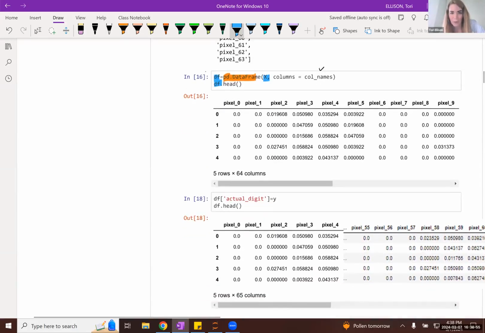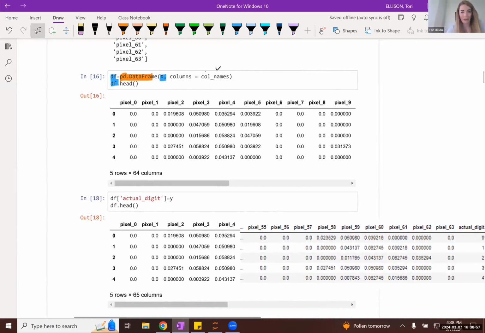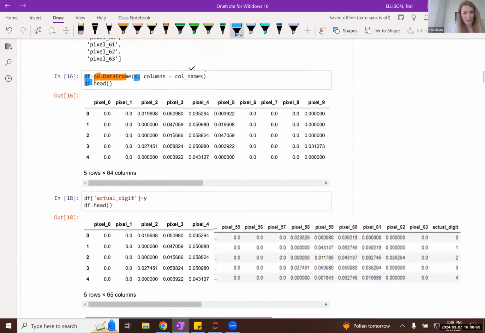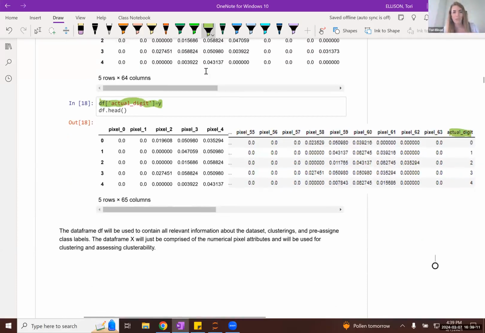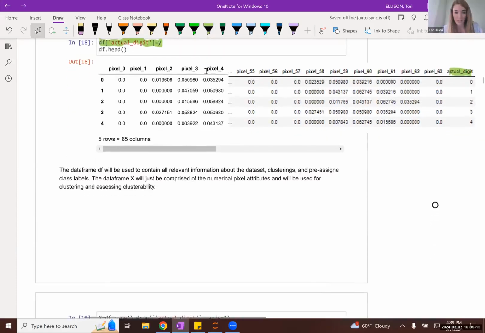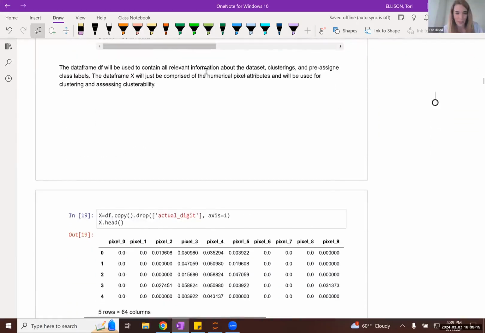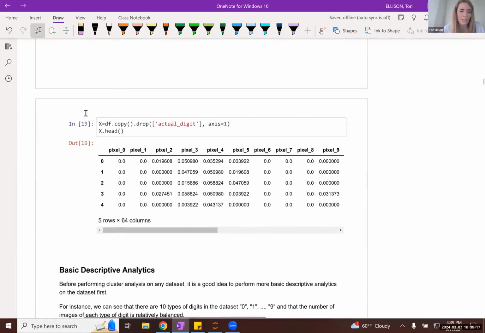Okay, and then furthermore, I'm going to add on my actual pre-assigned class labels. I'm going to call this the actual digit. That's what it represents. All right, cool. So I formatted my data set the way I want it. Again, I simply want to cluster the pixels, so I'm going to create another data frame and drop the actual digit column here.